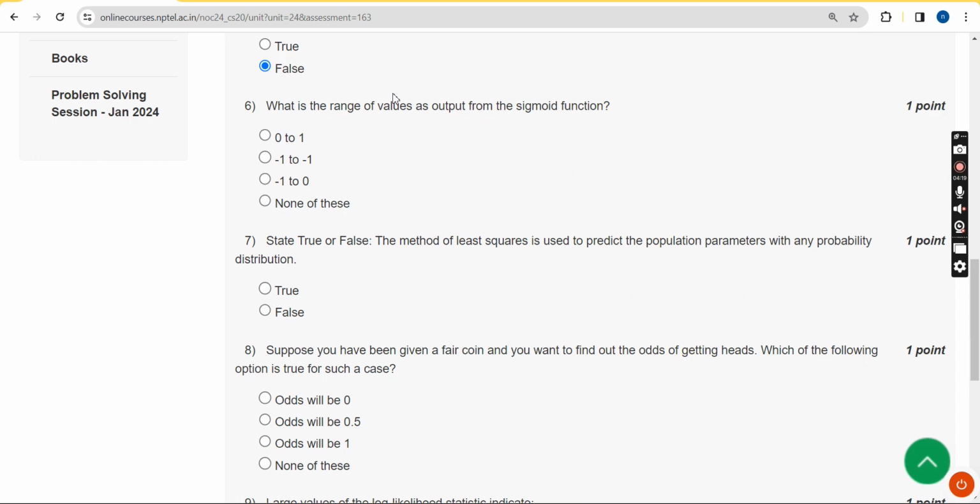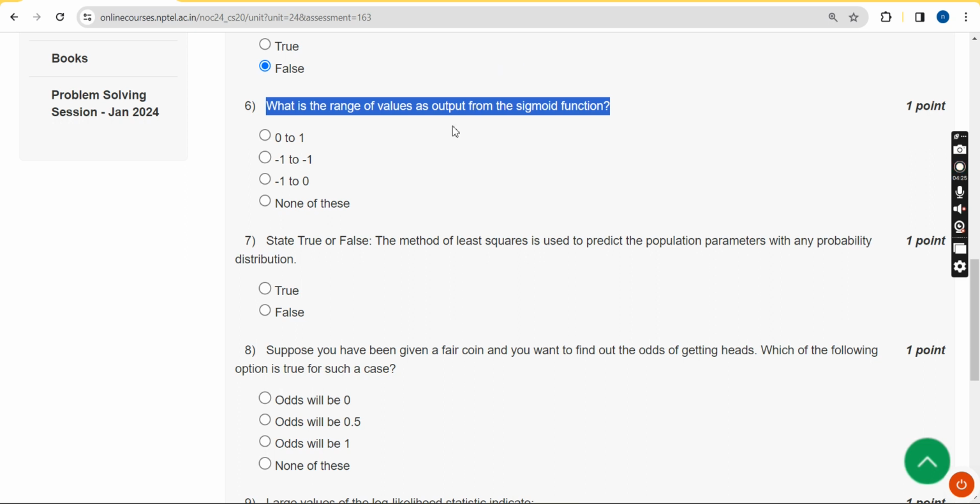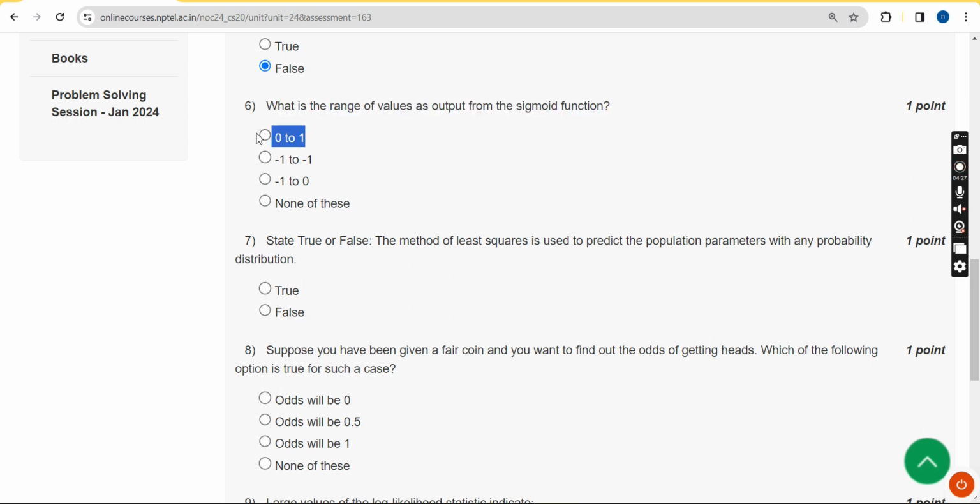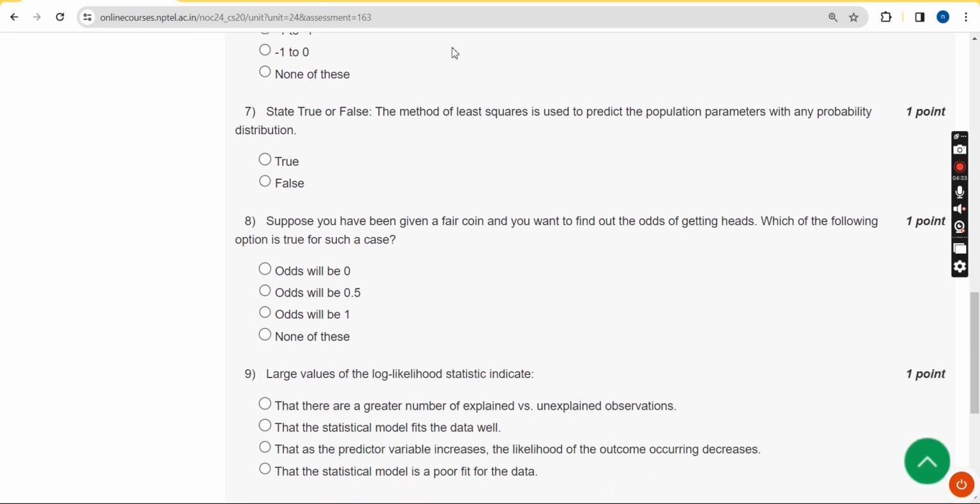What is the range of values as output from the sigmoid function? Sigmoid function. So for the sixth question, it is 0 to 1, guys. The first option. Next, moving on to the seventh question. The seventh one.